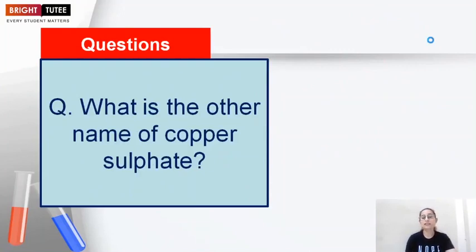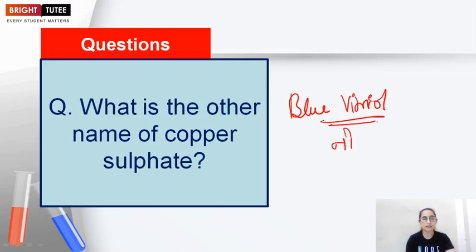Now, what is the other name of copper sulfate? As I told you, the other name of copper sulfate is blue vitriol. This is the other name. In Hindi, we call it Neela Thotha. This is the Hindi name. The English name, other name is blue vitriol.